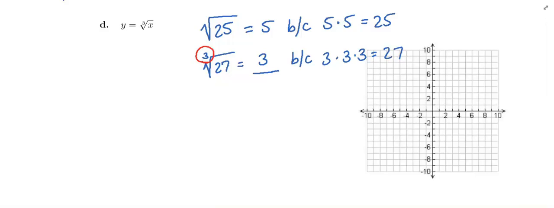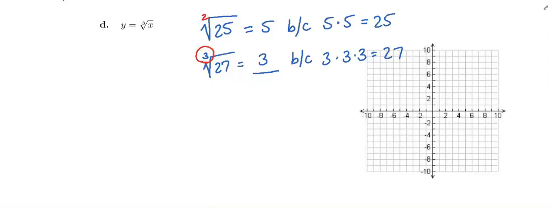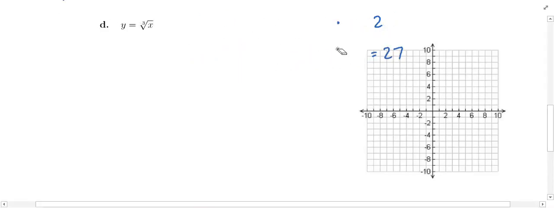The little number here is called an index. So a cubed root has an index of 3. A square root has an index of 2, but we never ever write it, but it's understood to be 2. So hopefully now that makes better sense. If you had forgotten what a cubed root was, hopefully now you know.